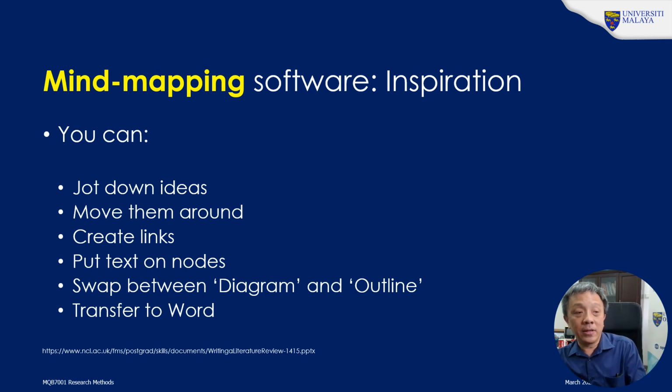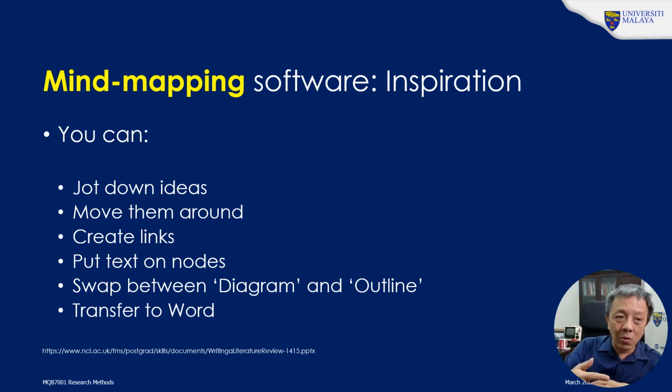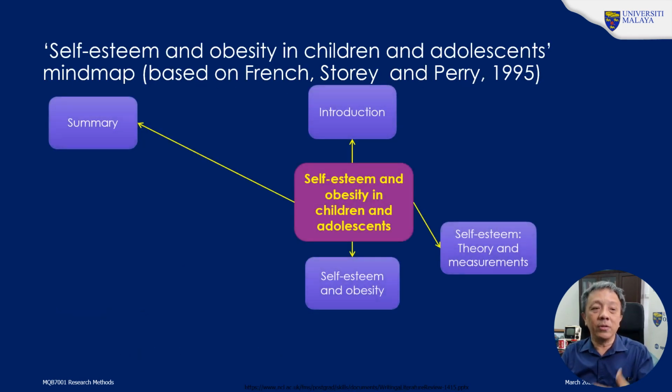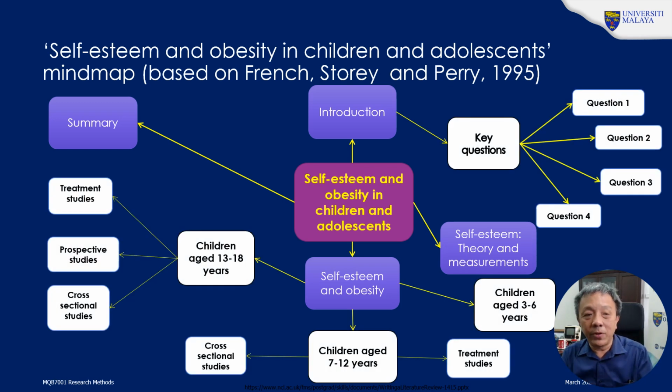Mind mapping software can be used as an inspiration. You can jot down your ideas, move them around, create links, put text on notes, swap between diagram and outline, and transfer them to words so you can have a clear idea. If you don't have a mind mapping software, don't worry. You can just think and put it on a piece of post-it note and then put it on the wall. All right. So this is an example: self-esteem and obesity in children and adolescents.